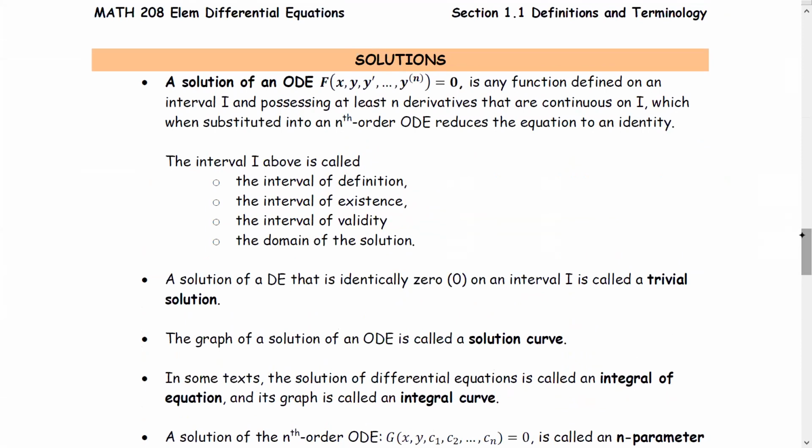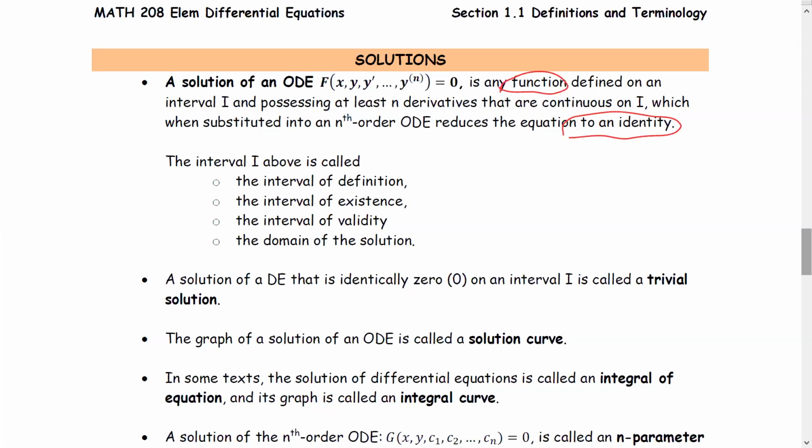Next, solution of differential equation. The solution is any function defined on the interval I that possesses at least n derivatives that are continuous on I, which when substituted into an n-order differential equation, reduces the equation to an identity. So the solution of differential equations will be in some form of the function that satisfies the differential equation provided.